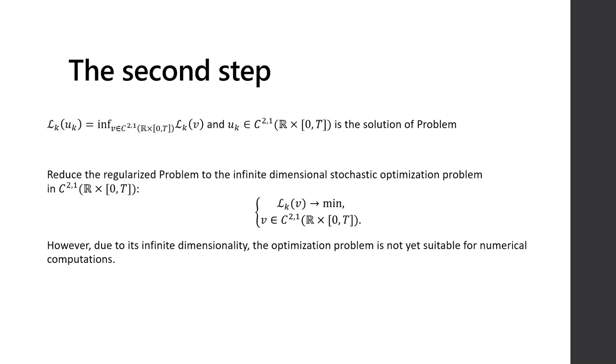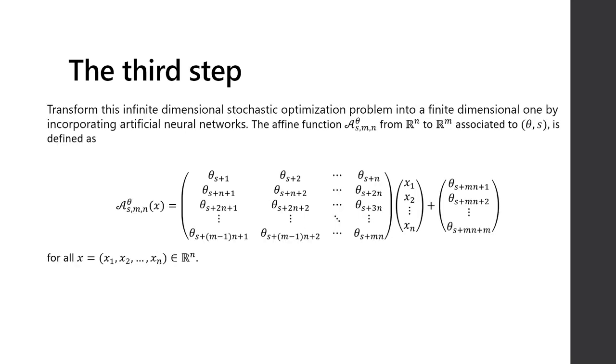For the second step, we reduce the regularized problem to the infinite-dimensional stochastic optimization problem. However, due to its infinite dimensionality, the optimization problem is not yet suitable for numerical computation. Because of that, we transform this infinite-dimensional stochastic optimization problem into a finite-dimensional one by incorporating artificial neural networks. The affine function is defined as follows.